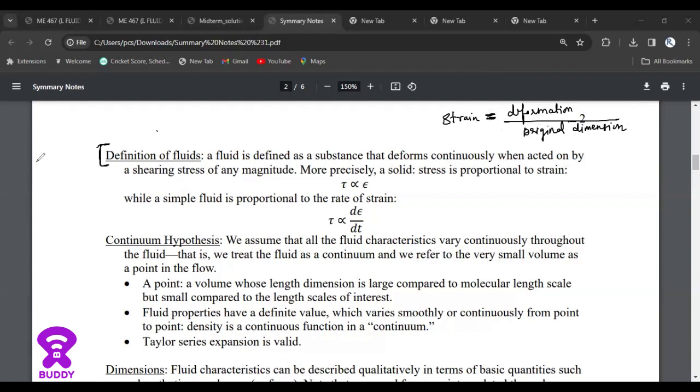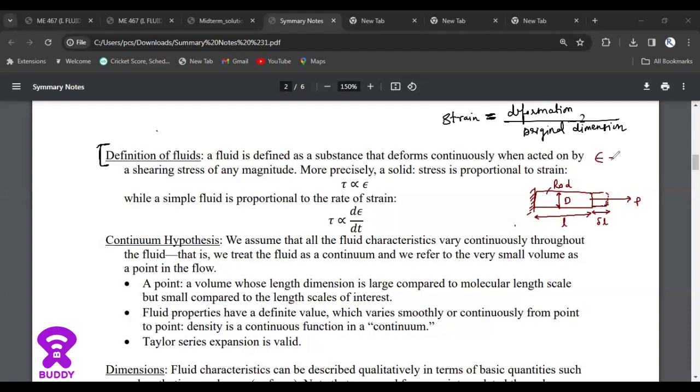Now, to explain this particular concept, let me give one example. Let's suppose we have some rod of certain diameter d. Because of the load, some deformation will happen. Let's say the length is L, and because of this, some deformation will happen. This deformation I'm calling delta L.